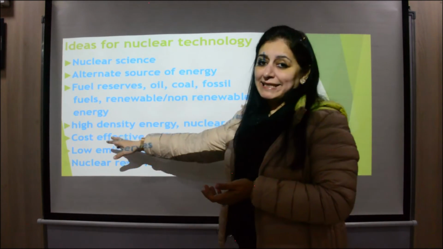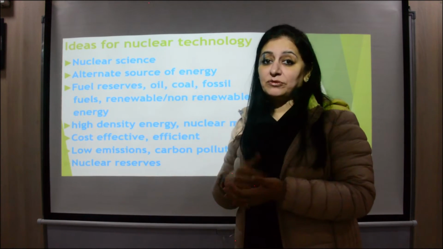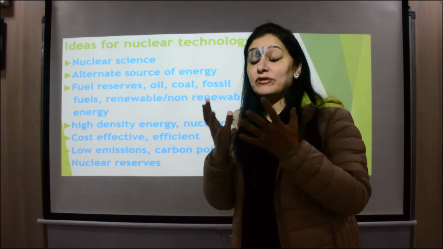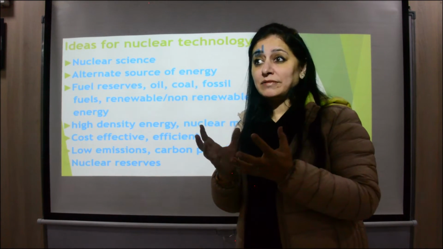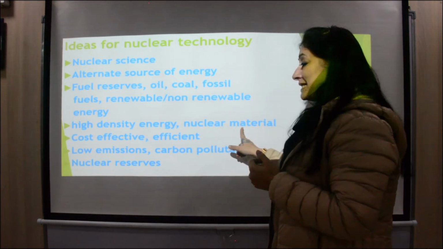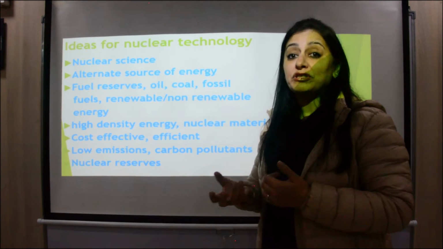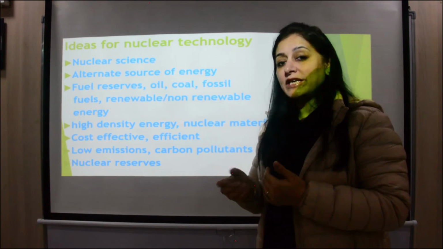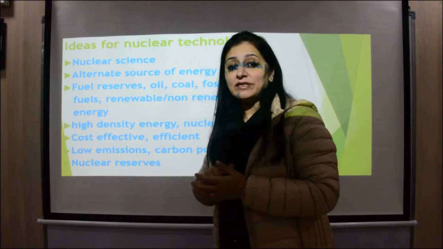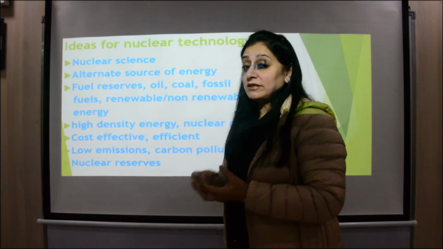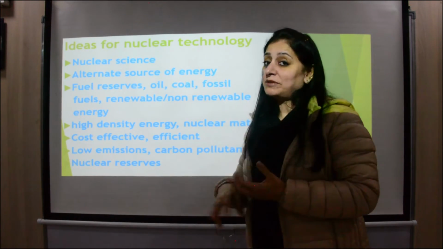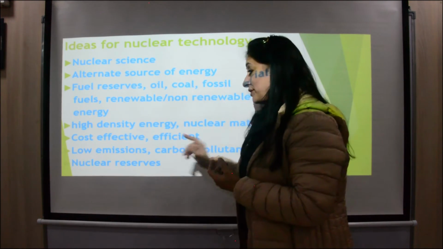Okay. Nuclear energy is a very high density energy. What does it mean by that? It means that very little amount of nuclear material can produce a lot of energy, a lot of high density energy which can be used in multiple areas. Nuclear material, we are talking about nuclear material which is used to generate nuclear energy. For example, uranium. Nuclear energy is cost effective. Why? Because again, a little bit of nuclear material generates a lot of it, so it's cost effective, and it's efficient because again it's high density, so it's more efficient.